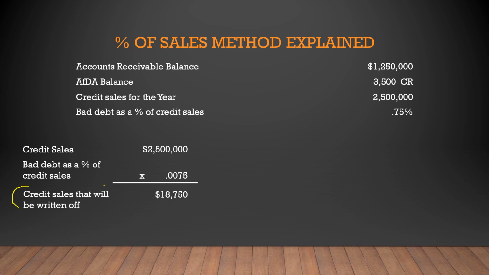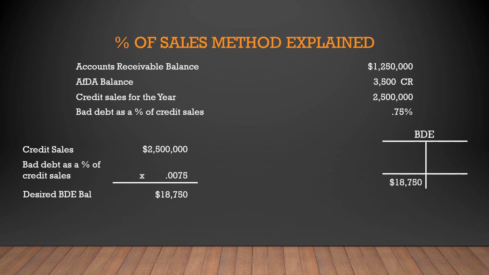Credit sales that will be written off is just a fancy way of saying our desired ending balance in bad debt expense. We want bad debt expense to have a balance of $18,750 after we debit BDE and credit AFDA.